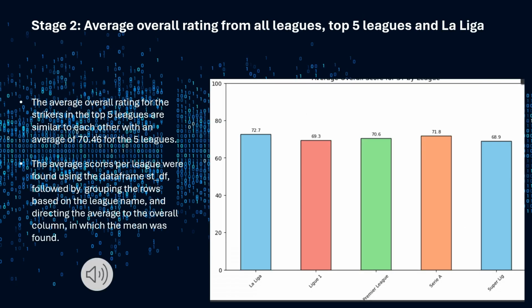So the average overall rating for strikers in the top 5 leagues are similar to each other, with an average of 70.46 for the 5 leagues. La Liga has the highest overall for the strikers across this selection of 5 different leagues, 72.7.